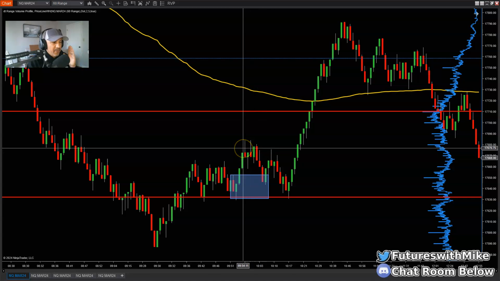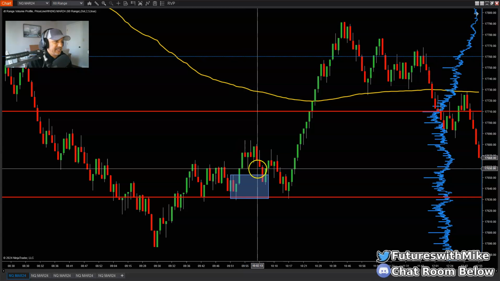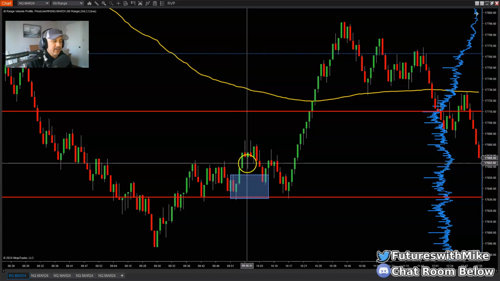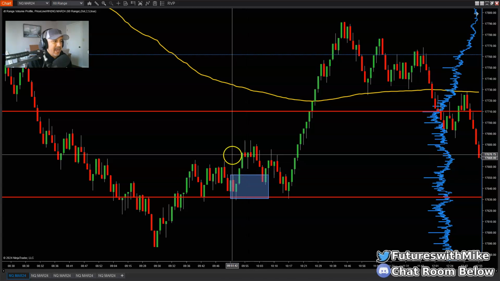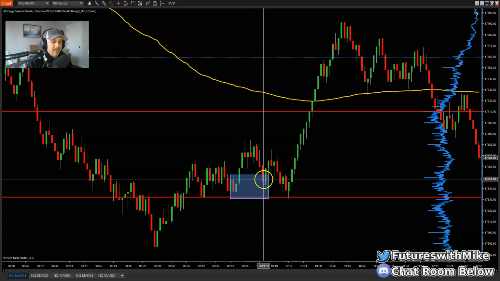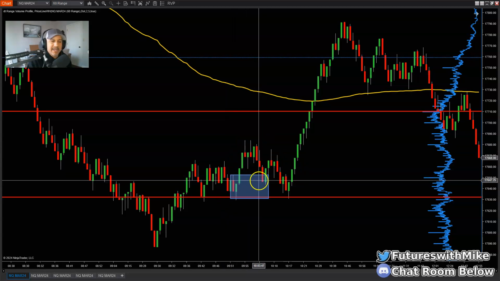Now, one thing that happened here too, or didn't happen here, I should say, is that we didn't break structure back to the downside. Meaning this final high right here, there was no swing below it. Meaning a high, higher low, and higher high formed, and the market took it out. No, we just pushed up here and came right back to the zone.